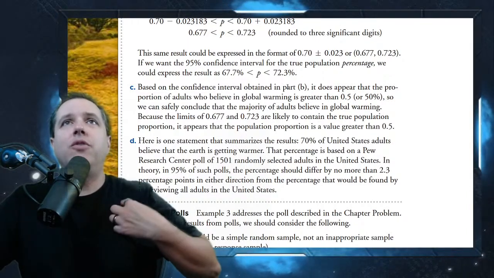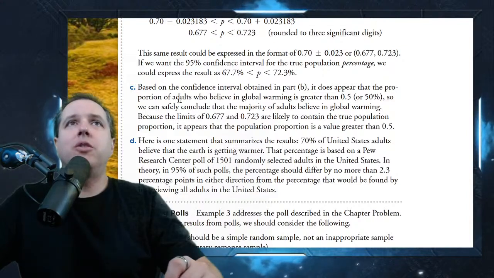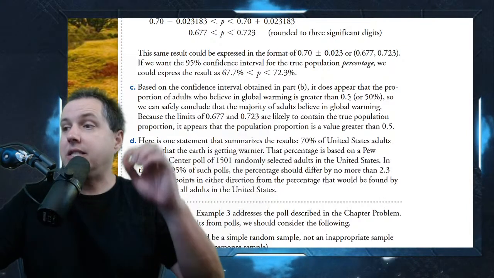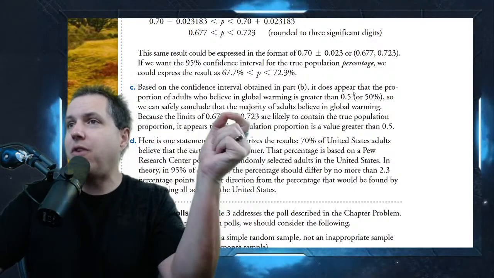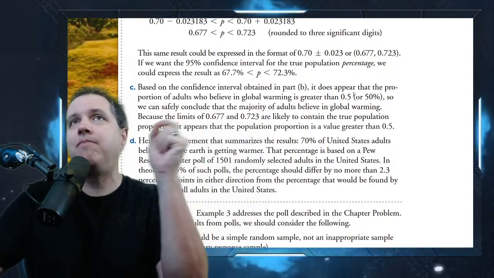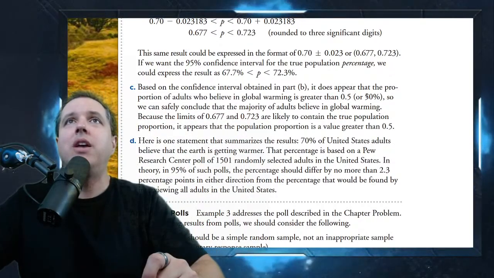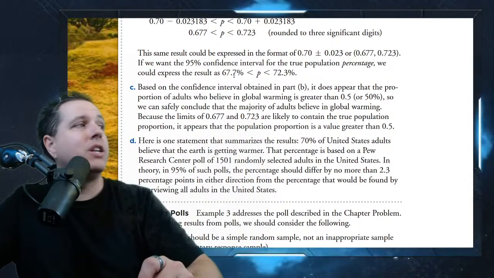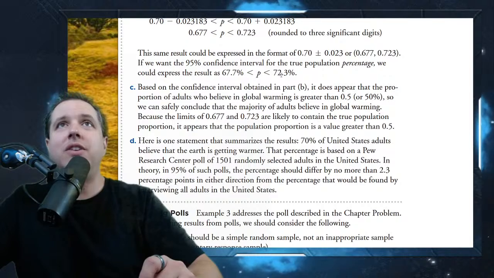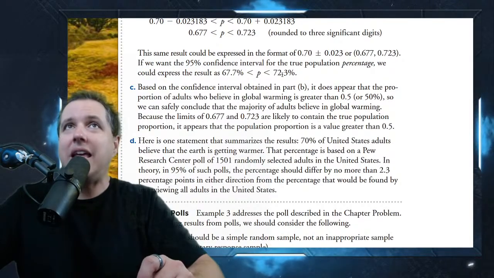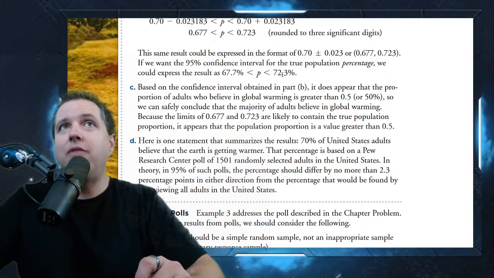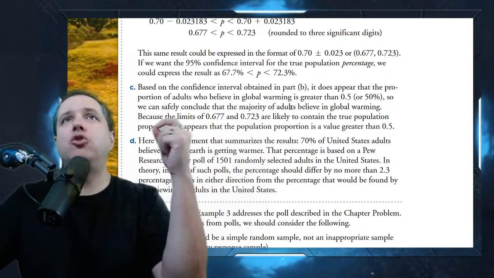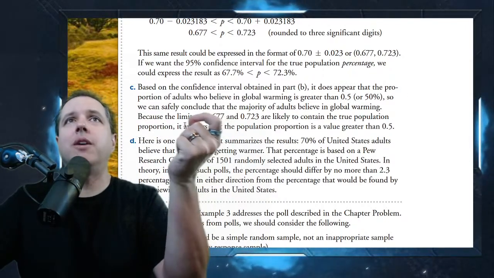Based on the confidence interval obtained, it does appear that the proportion of adults who believe in global warming is greater than 0.5, because the majority is 0.5. That's where the 0.5 number is coming from: we're seeing if we can make a statement about a majority. So we're 95% sure that the true proportion is between 67.7 and 72.3%. Well, that's above 0.5. We're 95% sure that's true. So we can safely conclude that the majority of adults believe in global warming.